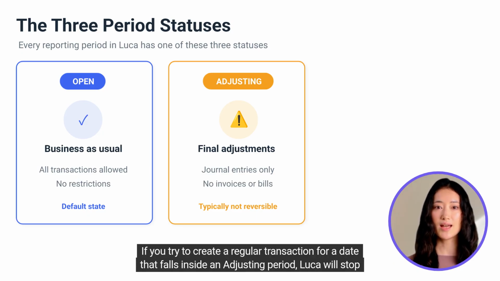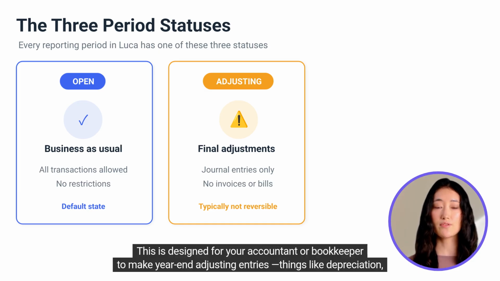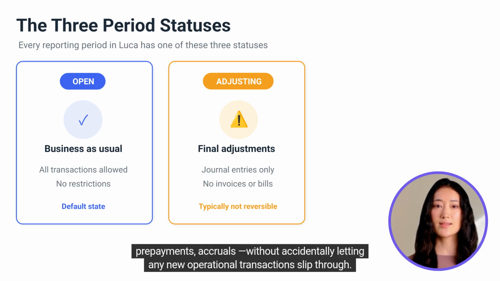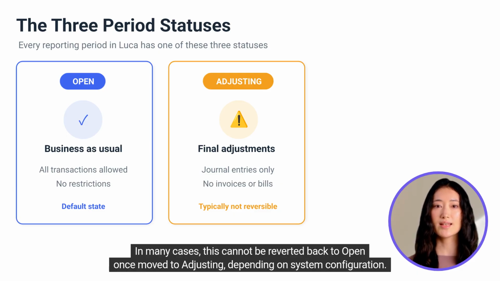If you try to create a regular transaction for a date that falls inside an adjusting period, Luca will stop you. This is designed for your accountant or bookkeeper to make year-end adjusting entries, things like depreciation, prepayments, accruals, without accidentally letting any new operational transactions slip through. In many cases, this cannot be reverted back to open once moved to adjusting, depending on system configuration.